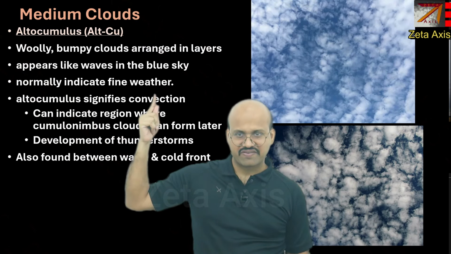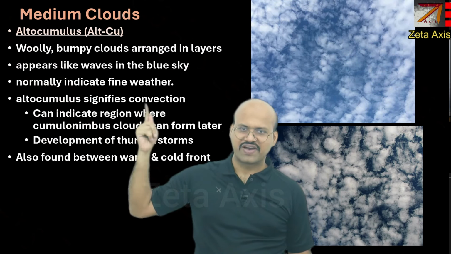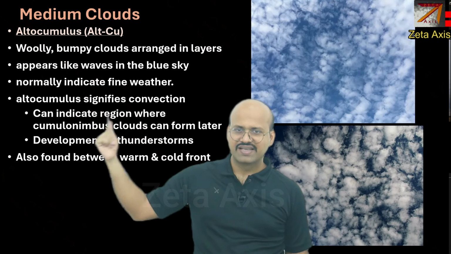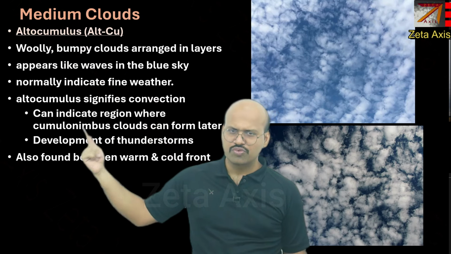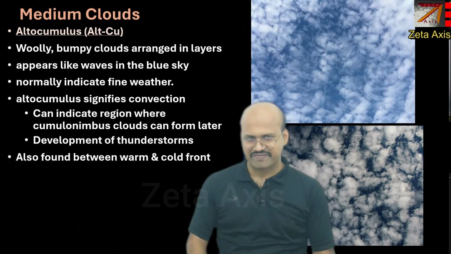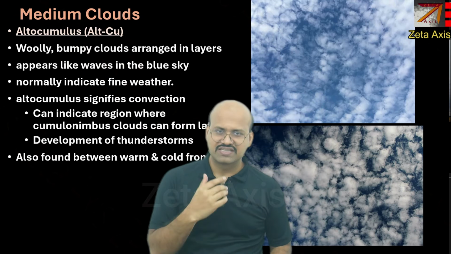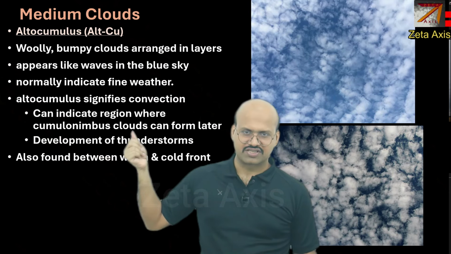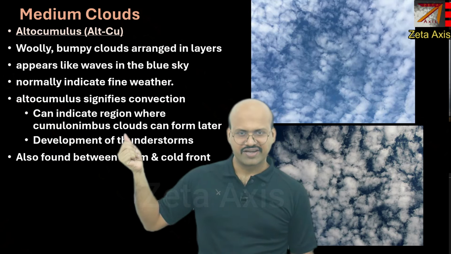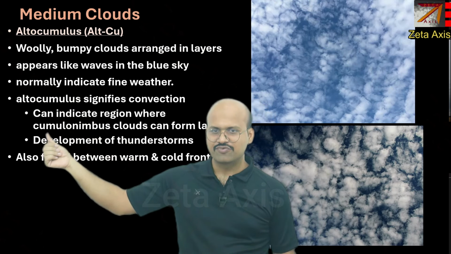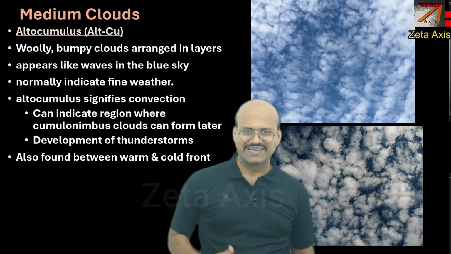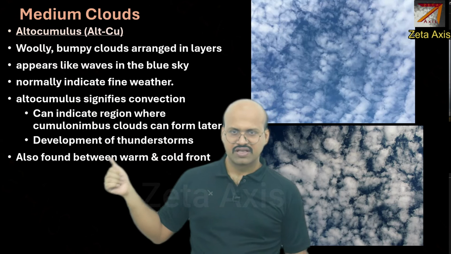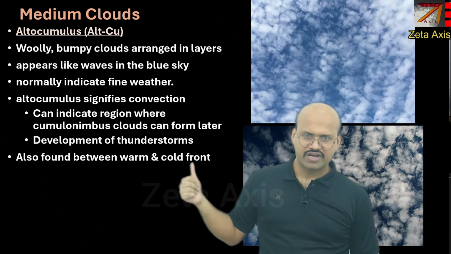Normally indicate fine weather. Altocumulus signifies convection. All the cumulus clouds, they will indicate convection. Can indicate a region where cumulonimbus clouds can form because there is convection. And if the convection intensifies, then it could lead to formation of cumulonimbus clouds. So it could indicate that in a shorter time cumulonimbus clouds can be formed in that region, which would lead to development of thunderstorms. They are also found between warm and cold front.